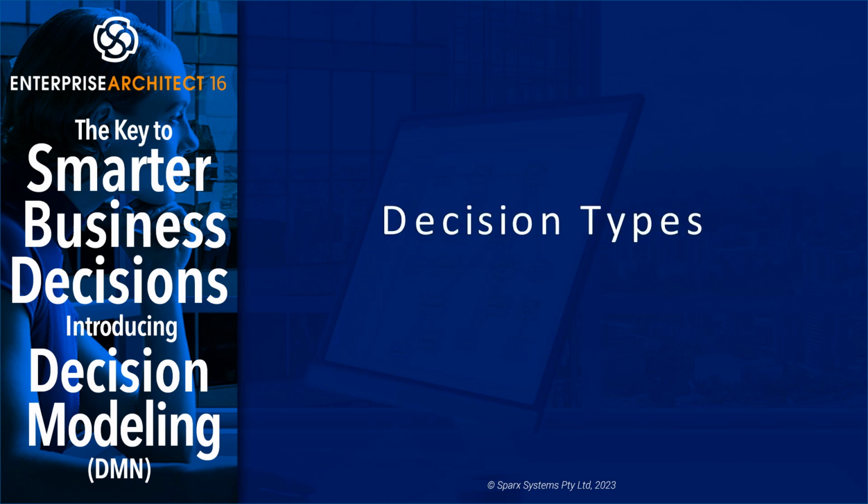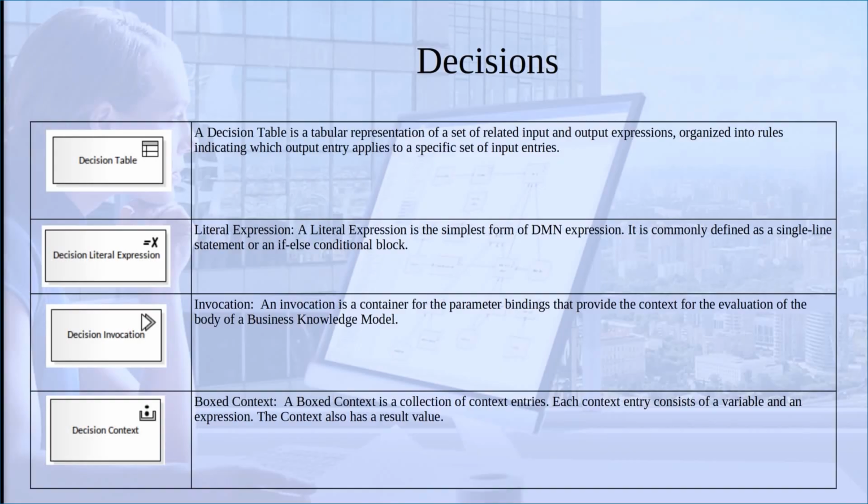Decision types. There are 4 distinct types of value expressions. The following table will outline each of them, and we'll step through some examples to highlight how each of the 4 work.